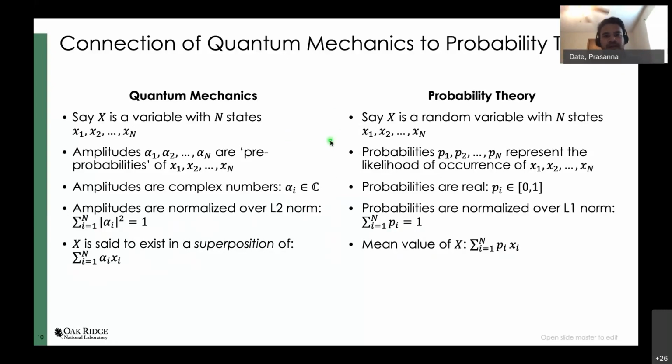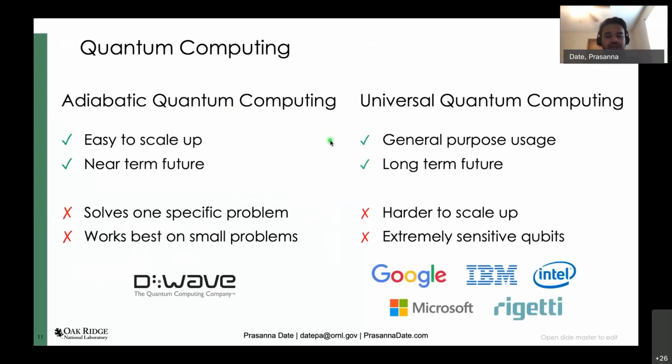Okay, now let's move forward and start talking about the different computation paradigms within quantum computing. We have adiabatic quantum computing and universal quantum computing. Adiabatic quantum computers are easy to scale up, and they are sort of near term. They can solve one specific problem, and they work best on smaller sized problems. Now, D-Wave is a company which manufactures adiabatic quantum computers.